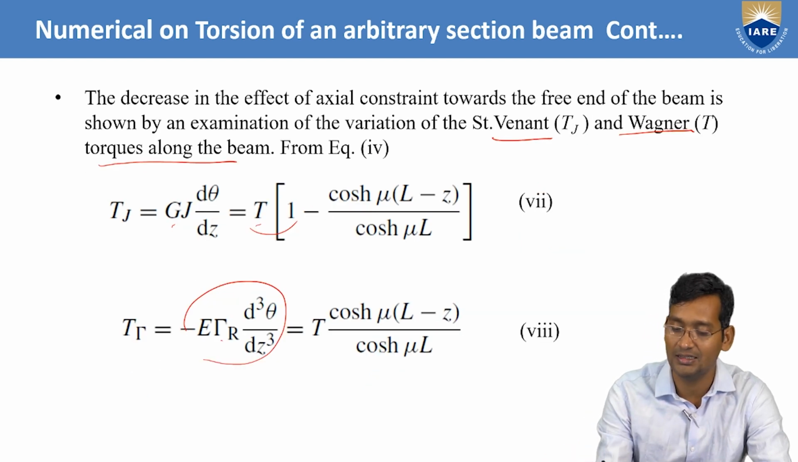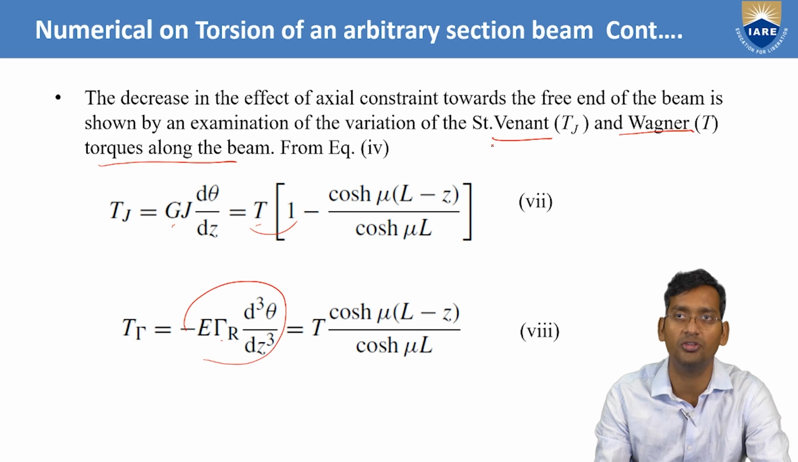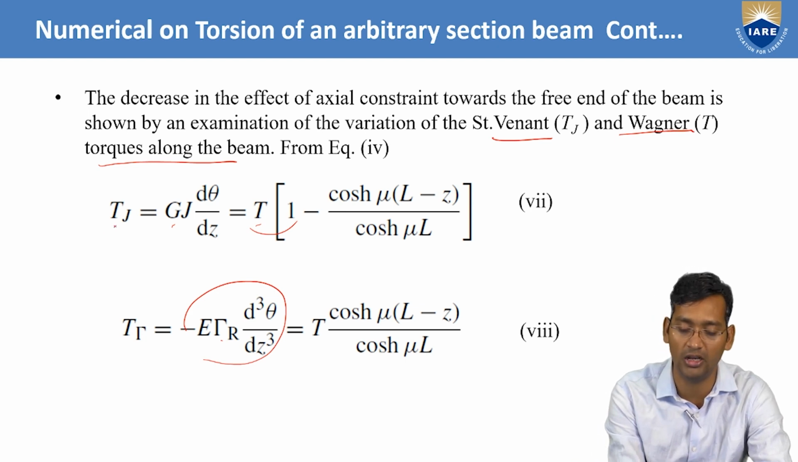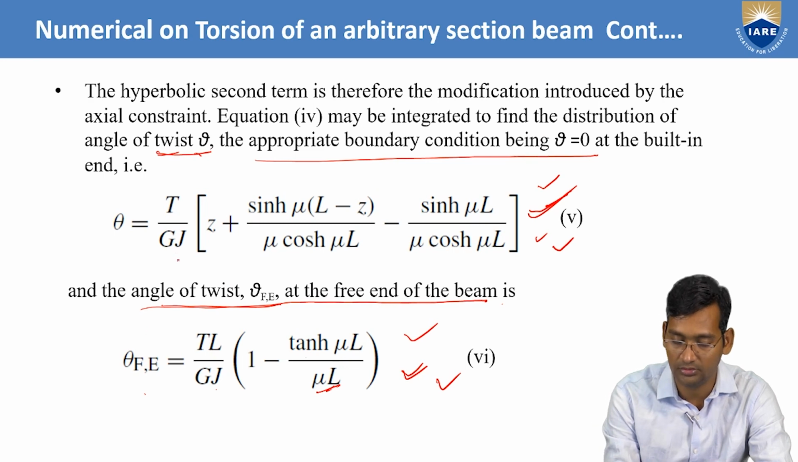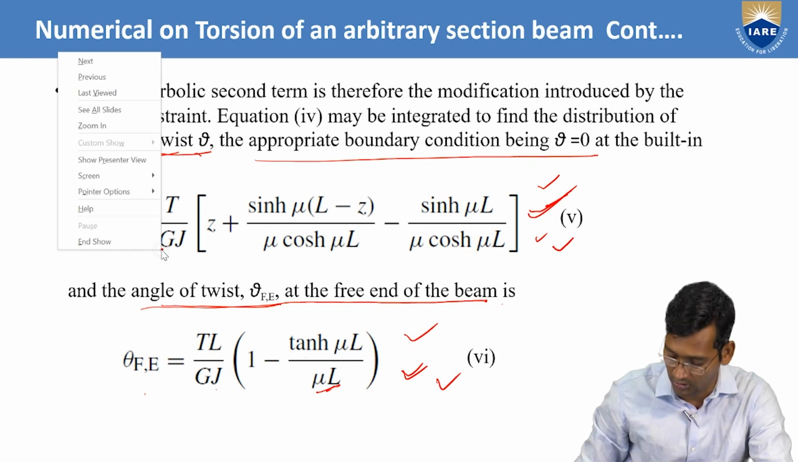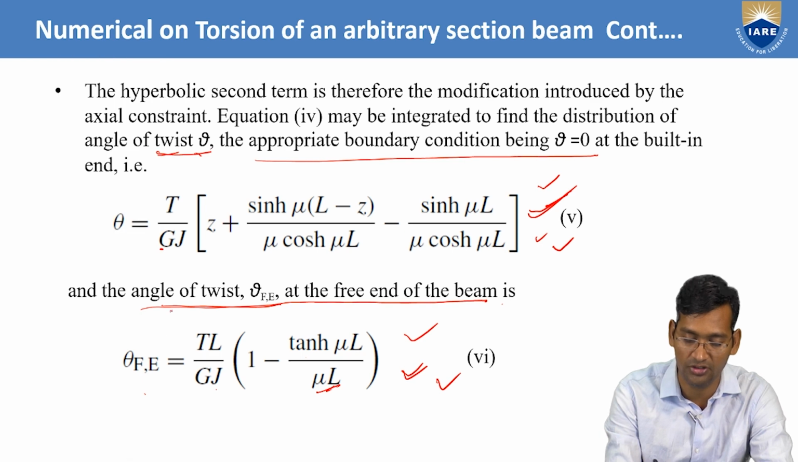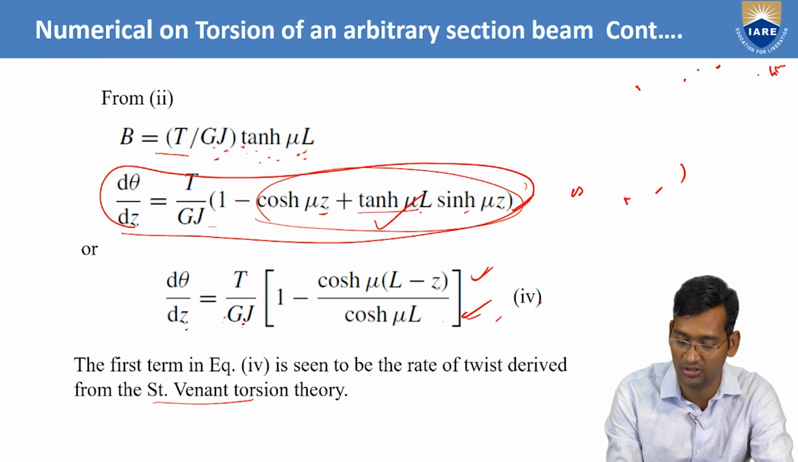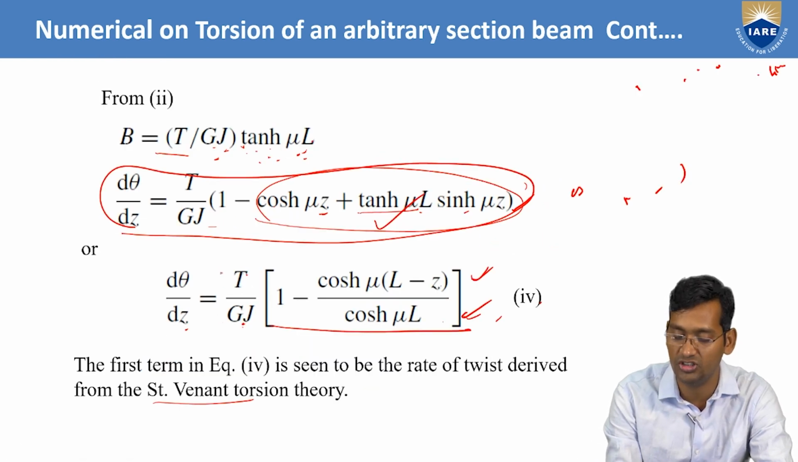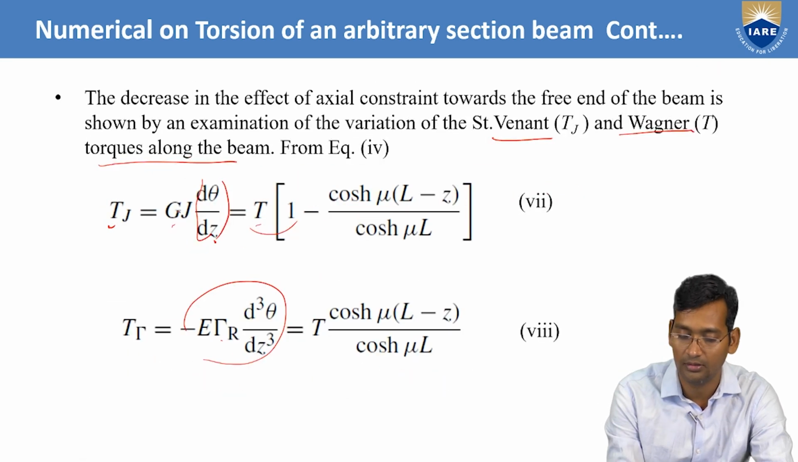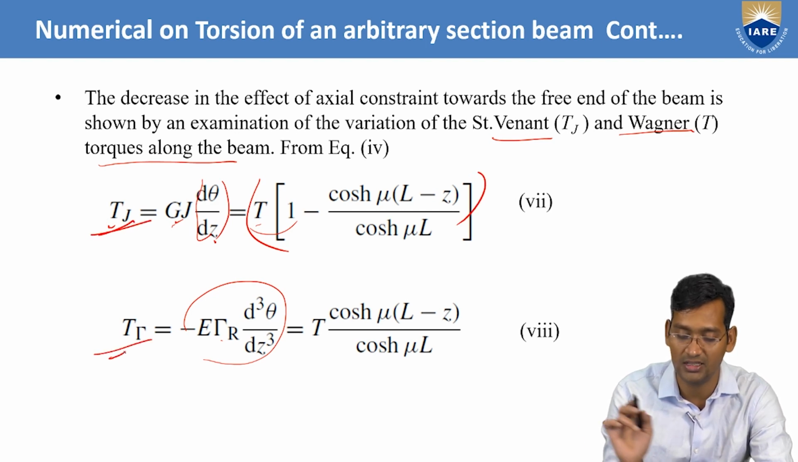Okay, then next, the combination of both the torsions. The Saint Venant torque, tau j, is what? Gj d theta by dz. So put the value of d theta by dz. Okay, so T by Gj, right? After putting this d theta by dz, we have to put T by Gj into this term. So Gj is already there, Gj will cancel, so only this will be there. So this is the Saint Venant one. This tau TR is what?